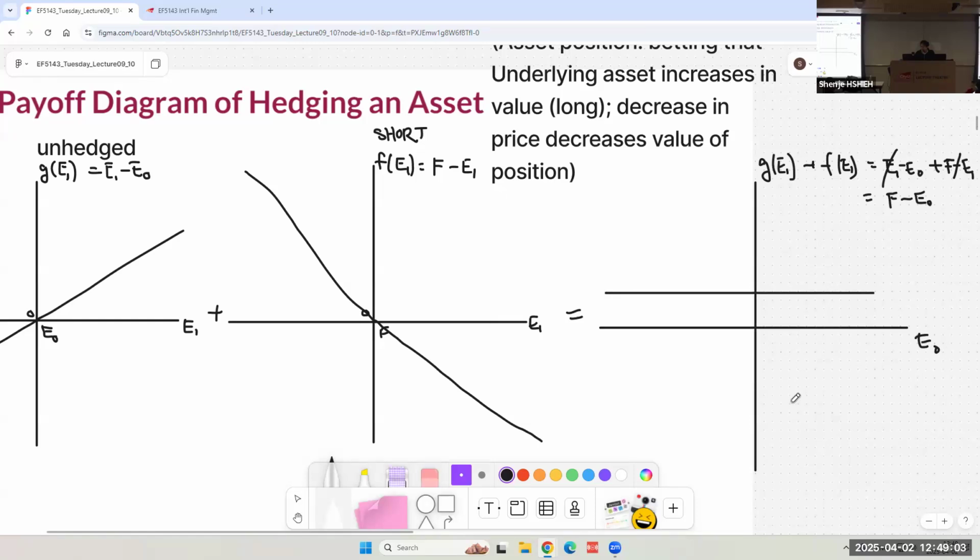The line could be up here or down here. I don't know, because this could be positive or negative, right? So this one could be here if it's greater than 0, could be here if it's negative, right? But my payoff does not depend on E1.